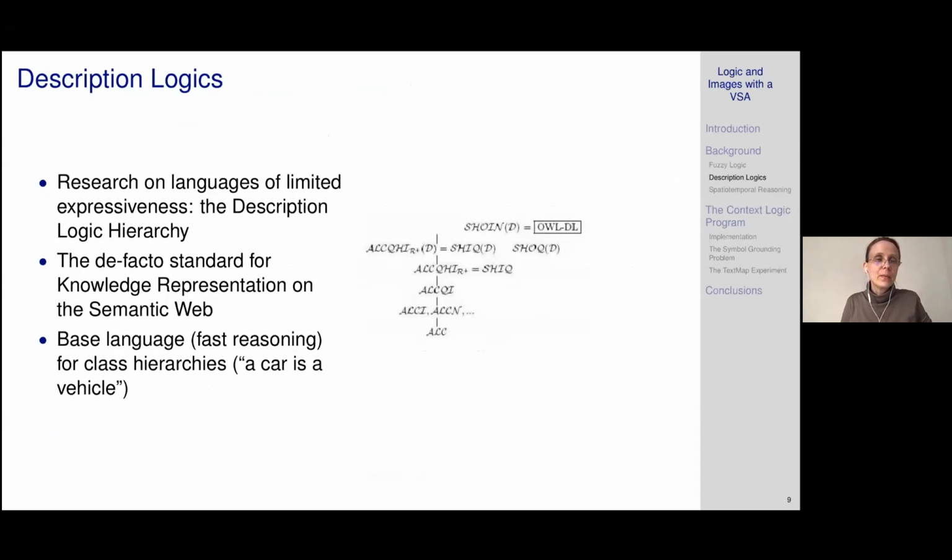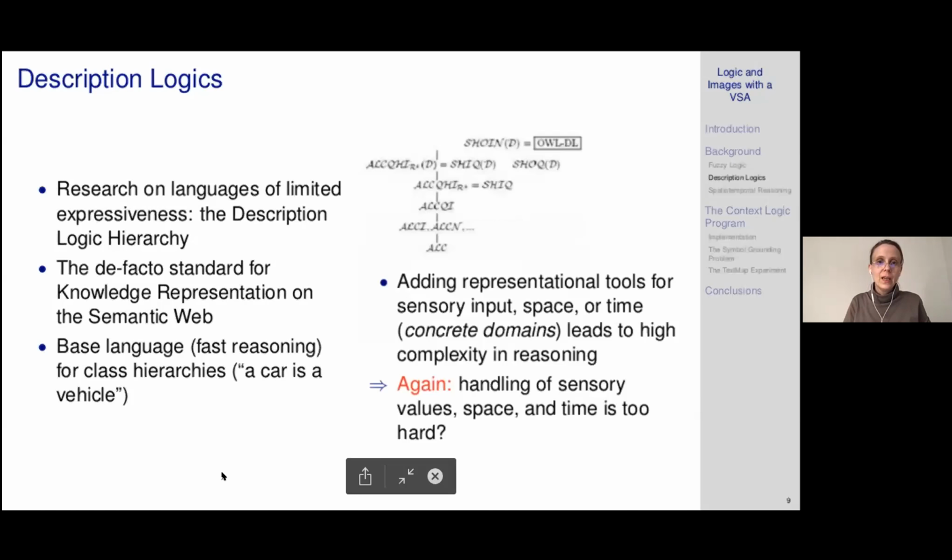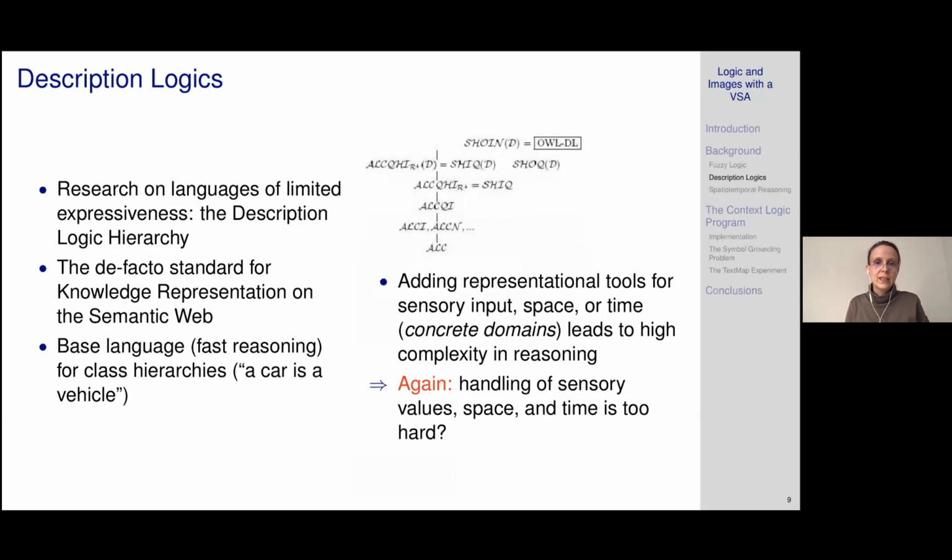Now another family of logics, description logics, were targeting exactly at reducing expressiveness and complexity. So a whole hierarchy was built where one could select exactly the language one needed in order to represent whatever one needed. Description logics, the base language, is very fast, has class hierarchies, things like a car is a vehicle. But when we add sensory input, space or time, so-called concrete domains, description logics get a high complexity.